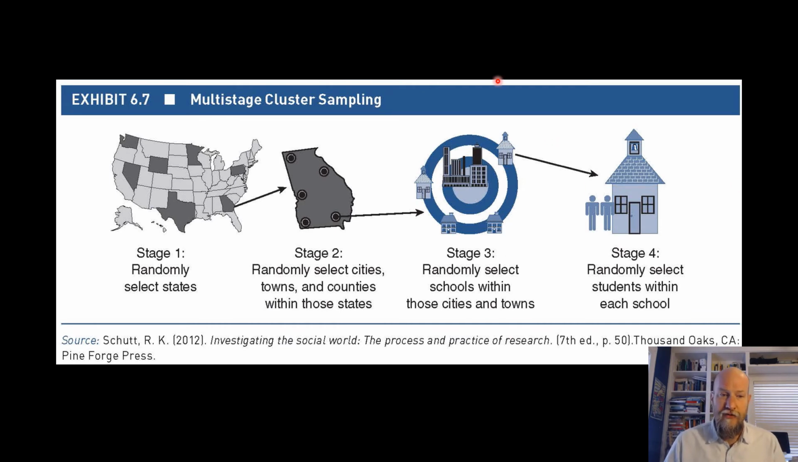Here's an example of multi-stage cluster sampling. I kind of alluded to this already. I randomly select states from the United States. That's my first cluster. I randomly select cities, towns, and counties within those states. And then I randomly select schools from within those cities and towns. And then I randomly select students within each school using a simple random method, right? I might use a random number generator.